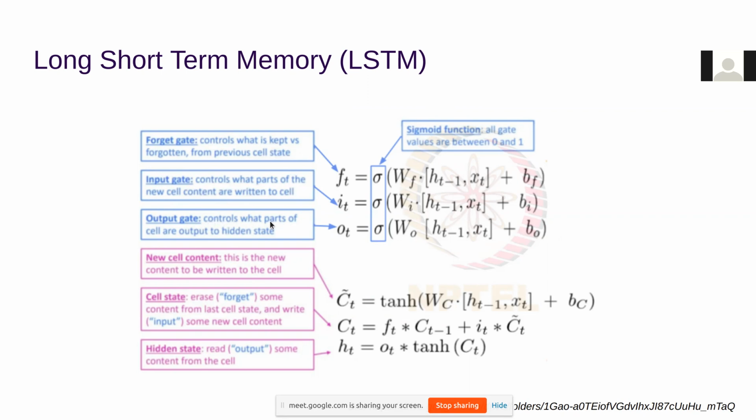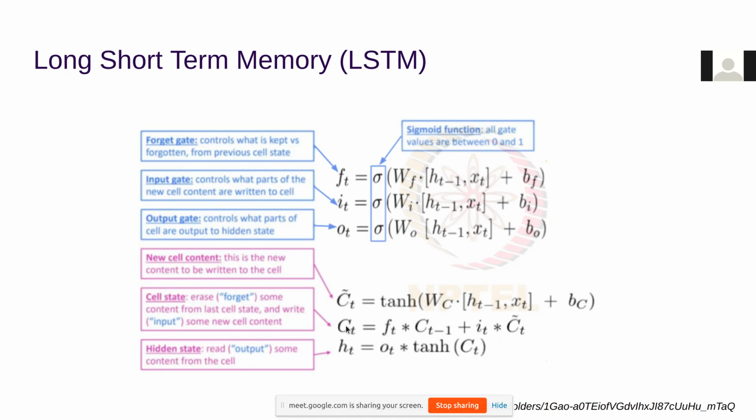The output gate will control what parts of the cell are output to the hidden state. So that will again be a function of ht minus 1 and xt, but with different parameters wo, followed by a sigmoid here. So now once we have computed these values ft, it, and ot, how will they be used? Here are these three equations where the information of these gates will be helpful. So CT tilde represents the new cell content. That is the content which should be written to the cell based solely on the current input xt.